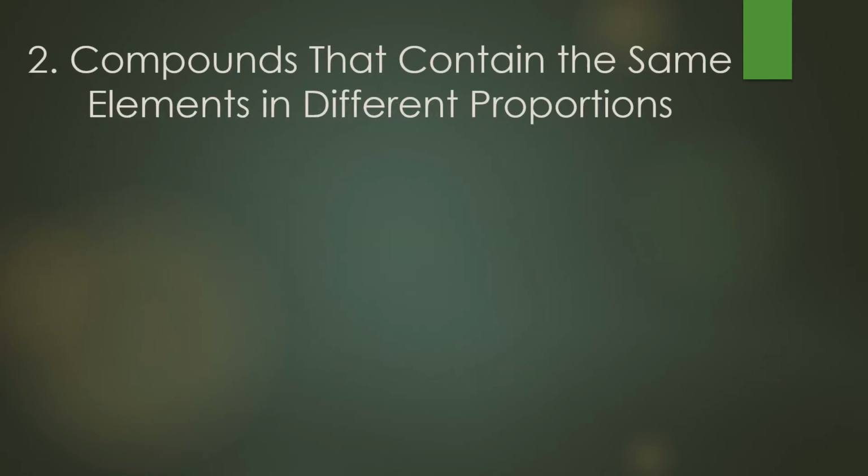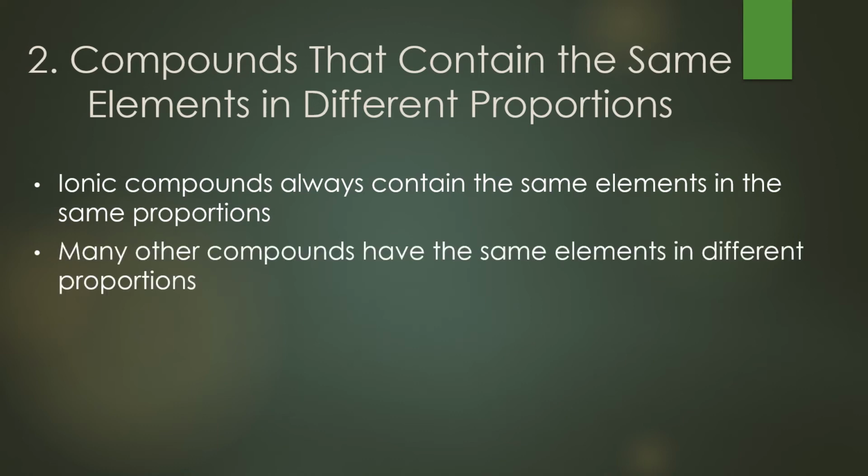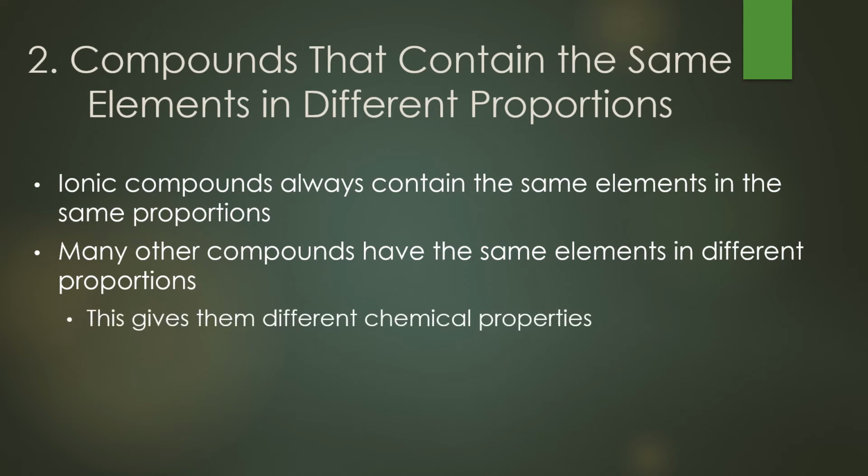All right, we are going to now look at compounds that contain the same elements in different proportions. And it's just briefly, you would do the same kind of calculations based on the chemical formula or based on mass. But we're just going to note a few things under this heading. That ionic compounds always contain the same elements in the same proportions. We've talked about that before earlier in the course. But we do know that there are many other compounds that have the same elements in different proportions. And that gives them their different chemical properties.